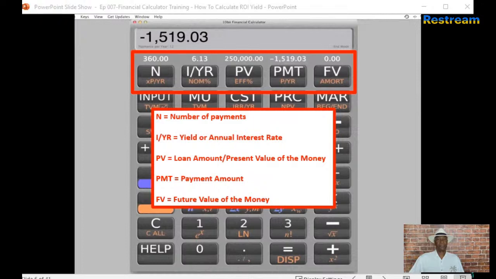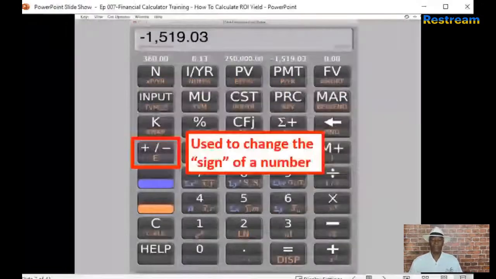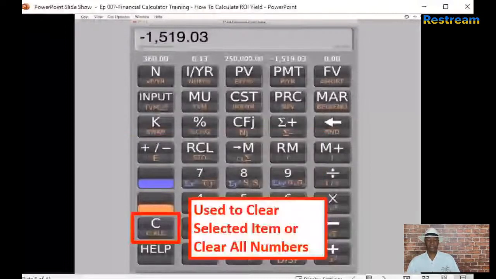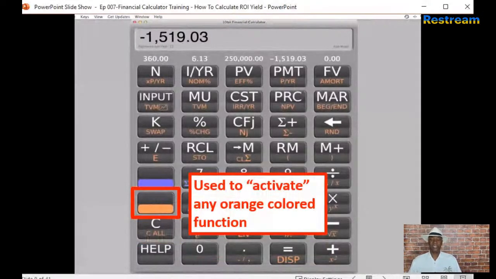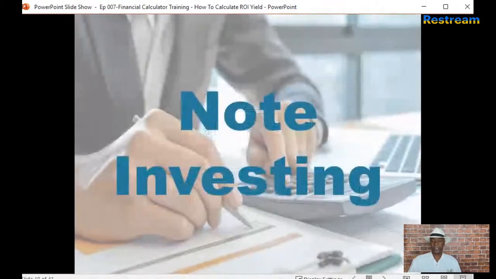Going down the side, you're going to see there's a plus minus key. I'll show you why and when to use that in just a minute or so. Also, there's your clear key, to clear out a typo or whatever, or if you just want to clear out your screen. The orange key right above the clear key is to activate any function that is in orange. Like under the C for the clear key, you'll see it says clear all, and that's in orange. So you press the orange key first, then you press the key that you want to activate the orange function under. Okay, so that's basically how that calculator works.